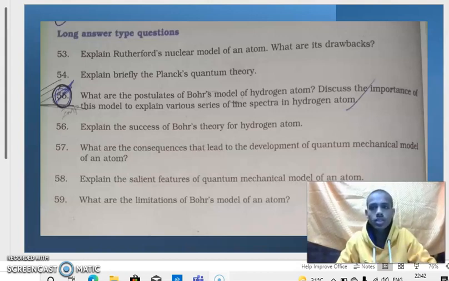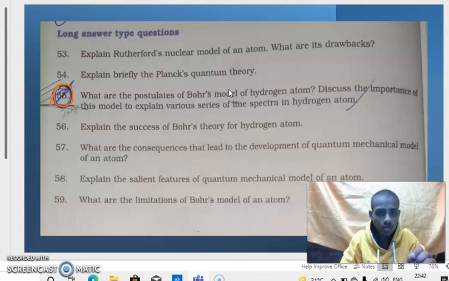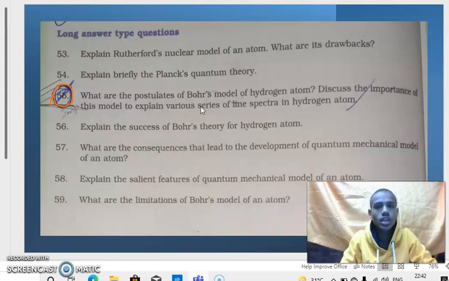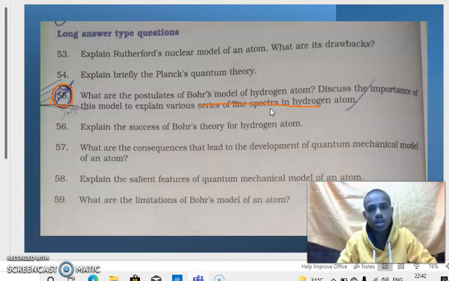In this chapter, the most important question is, what are the postulates of Bohr's model of hydrogen atom? Discuss the importance of this model to explain various series of line spectra in hydrogen atom. We need to explain the hydrogen atom spectra.